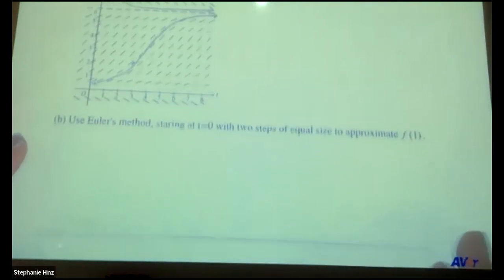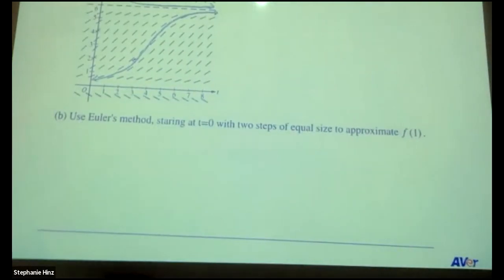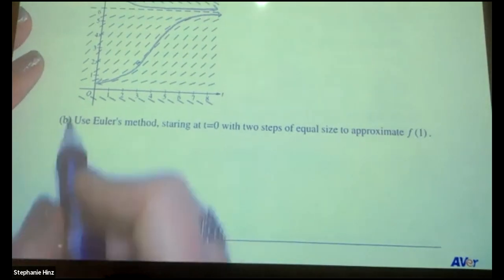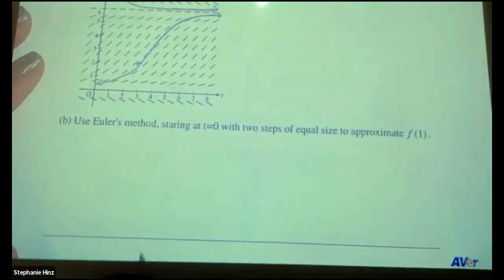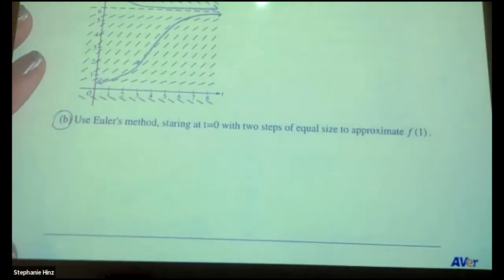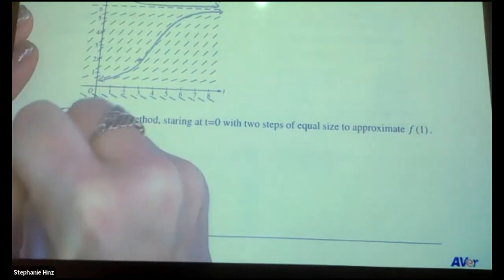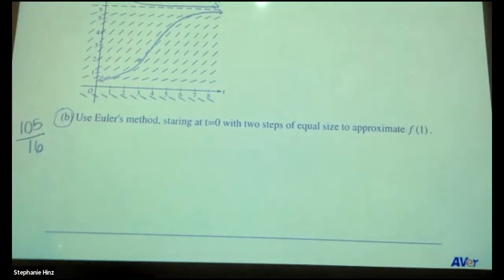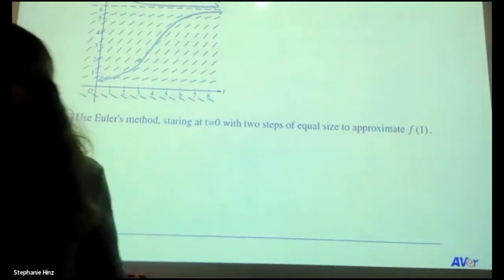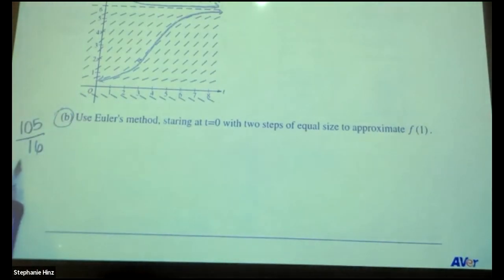Down here at the bottom, this is going to combine some of the things we talked about with Euler's method with this dy dt, this logistic. When you solve B on your own, you're going to be looking for an answer of 105/16. My students were not very excited when we looked at this problem. They didn't like that fraction, but that's the answer that you should get.